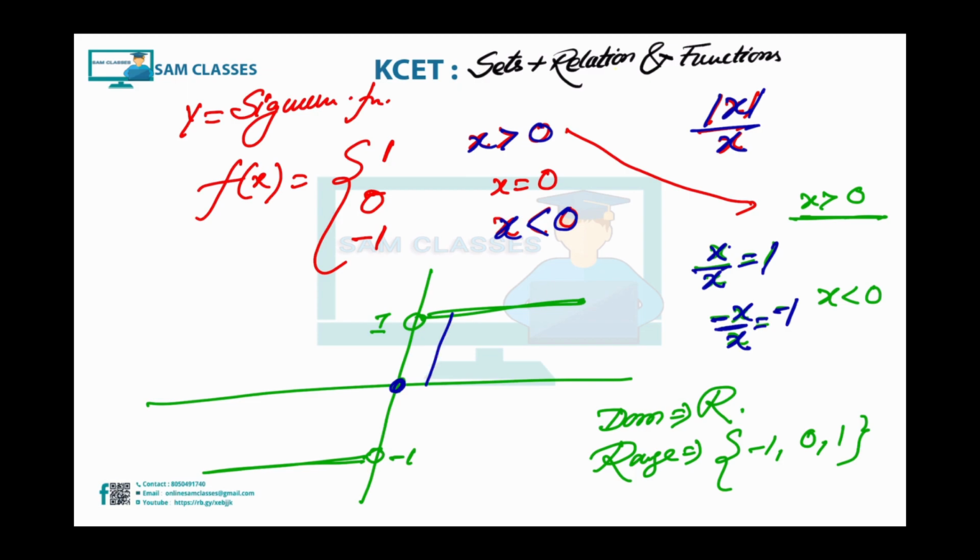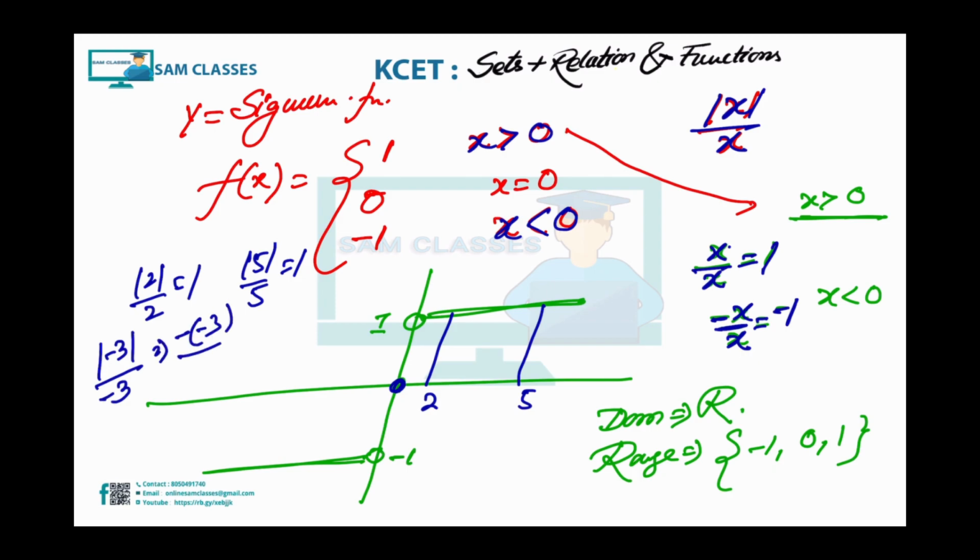So done. That's it. For any value, let's say you are putting 2, it will be mod 2 by 2, so that will be equal to 1. If you're putting 5, mod 5 by 5 will be equal to 1. Now let's put some negative numbers. Mod of minus 3 by minus 3, so that is equal to what? Minus of minus 3 by minus 3. So this and this are gone, so minus 1. Correct. Clear? So we got the concept very clear.